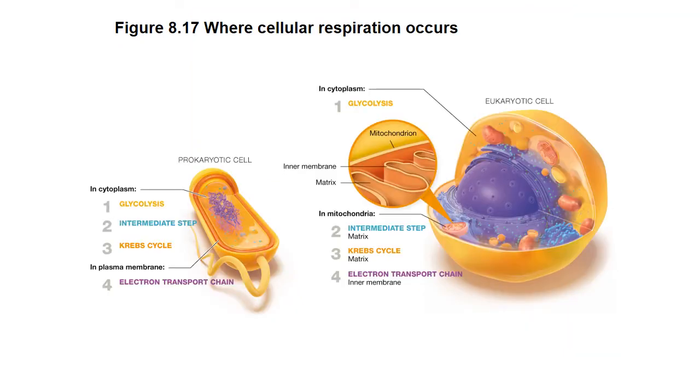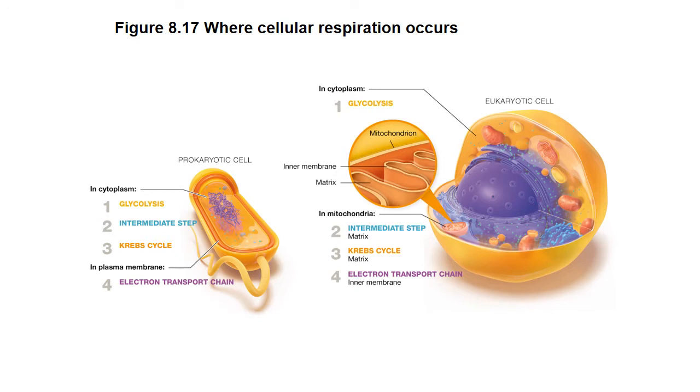So let's begin with things that you're comfortable with. This is figure 8.17 from your textbook, where cellular respiration occurs. So we're comparing and contrasting prokaryotic cells to eukaryotic cells. So let's go back and review what you have learned in your previous courses.